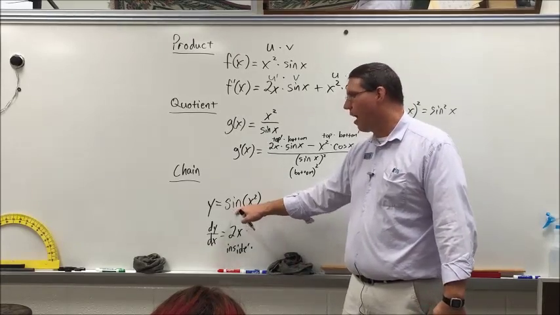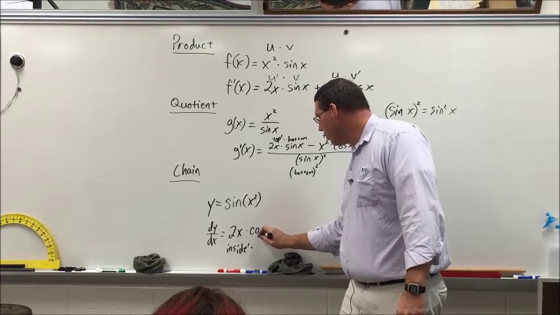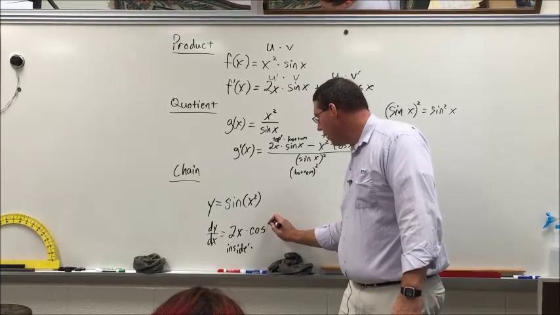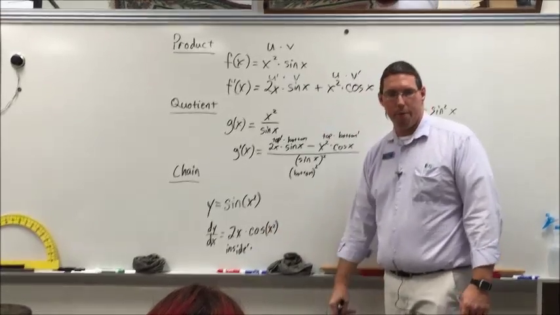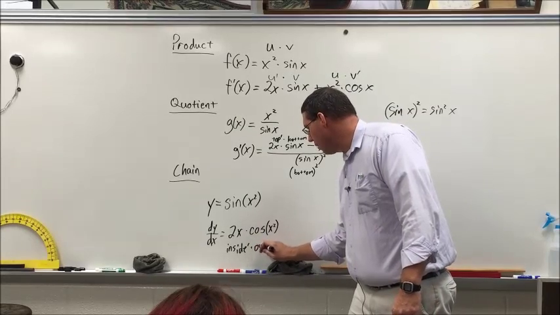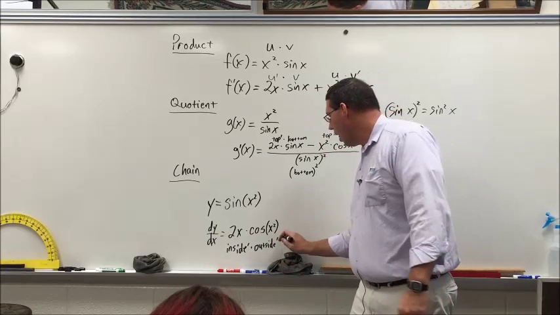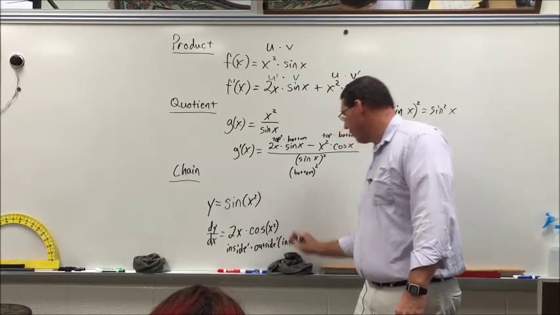What's the derivative of sine? Cosine. But now when you write the derivative of the outside, you have to leave the inside unchanged. We've got to leave it as x squared. So it's the derivative of the inside times the derivative of the outside. So outside prime of inside. Inside, not derivative. Okay?